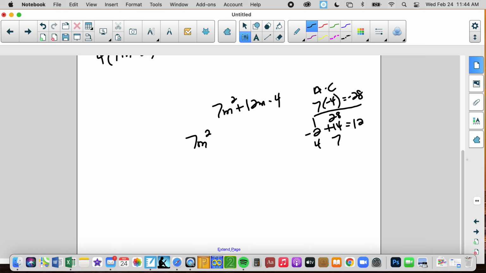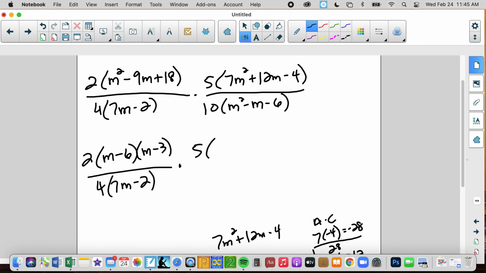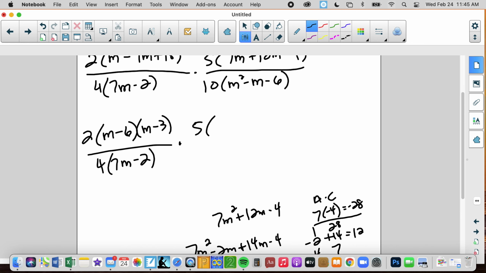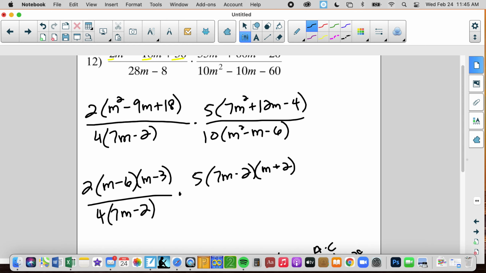So that becomes 7m squared minus 2m plus 14m minus 4. I can only factor out an m. 7m minus 2. I can factor out a 2. 7m minus 2. So I get 7m minus 2, m plus 2. Okay, and that is going to go back up for that one. So what was that? That was 7m minus 2 and m plus 2. So you notice that I had to do a little work for that one.